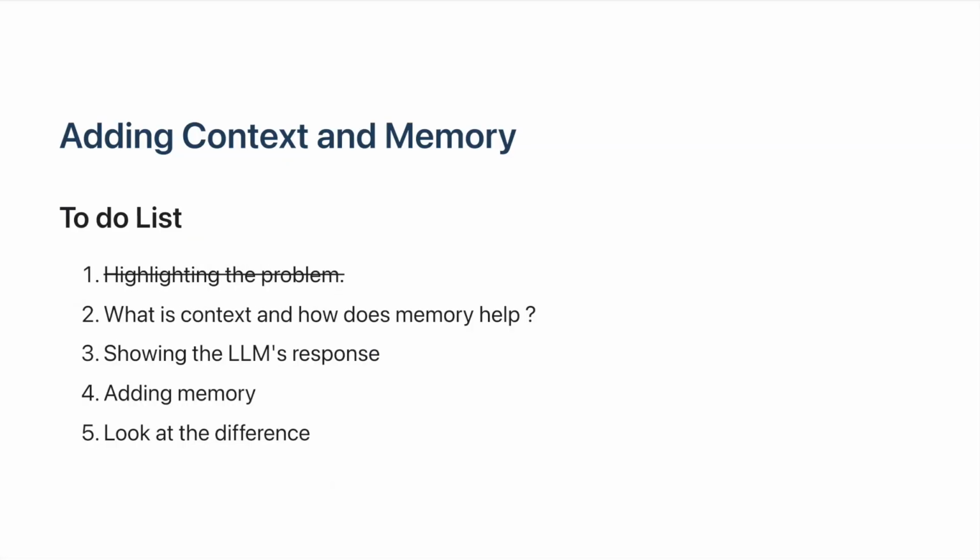So now that we have highlighted the problem, we should also understand what context and memory actually are. Context in LLMs refers to the information that is immediately available to the model. This includes the text input provided to the model for processing, i.e. the prompt.